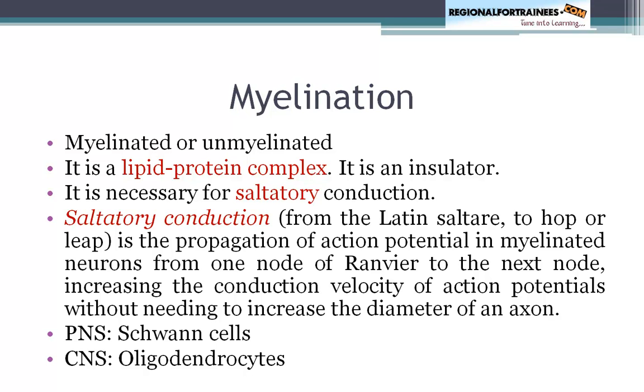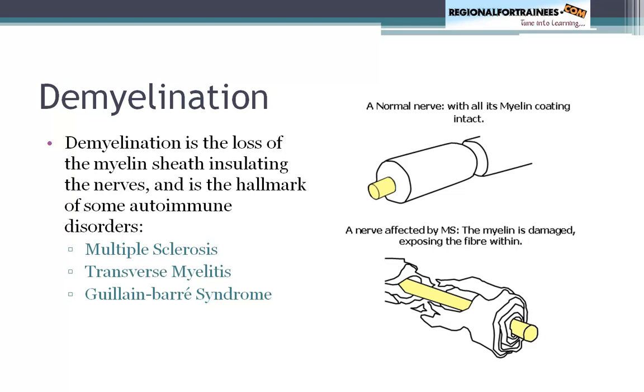In the peripheral nervous system, the myelin is formed by Schwann cells, and in the central nervous system it is formed by the oligodendrocytes. We've already touched upon those. What happens in demyelination disorders is that there is a loss of myelin sheath, and therefore you have either reduced conduction velocity or reduced amplitude of the action potential. And this can be seen in multiple sclerosis, transverse myelitis, Guillain-Barré syndrome, and so on.